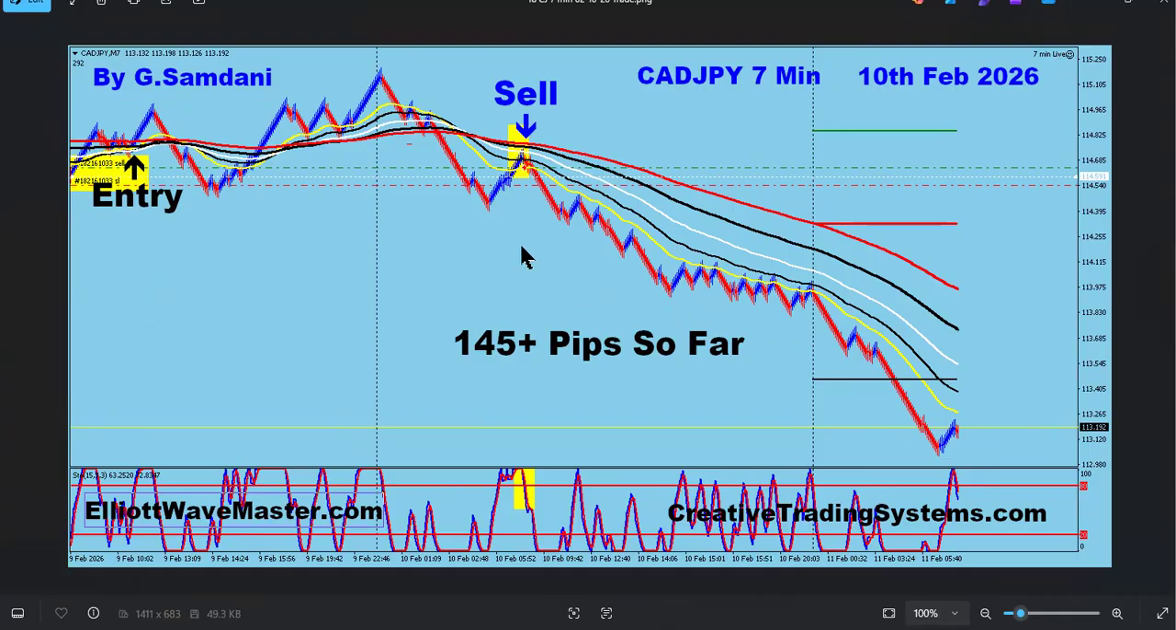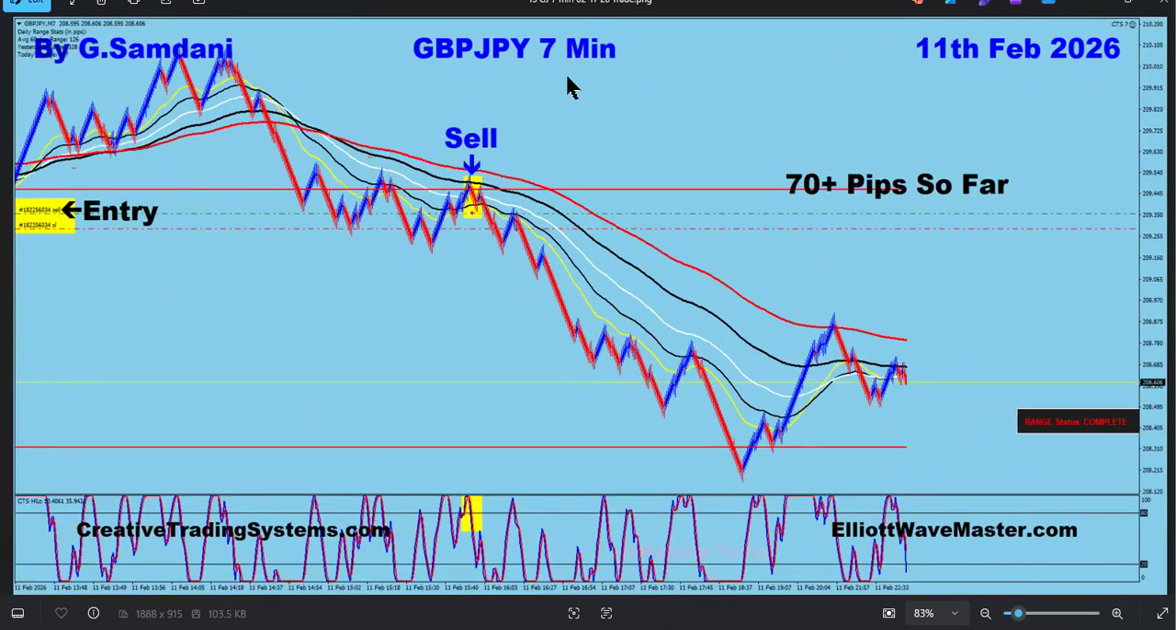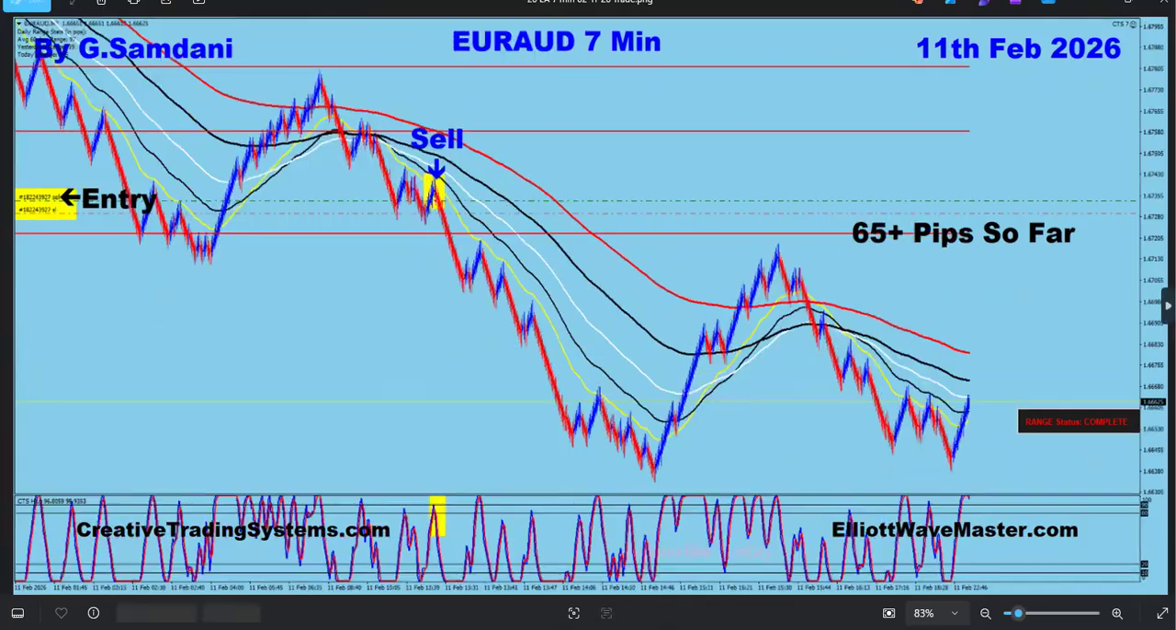And it is about to go up, by the way. All JPY pairs are gonna go up big time, so be ready. This one is on the 10th, 145 pip to the downside, CAD yen, and then pound yen again, 7 minute, beautiful entry, 70 pip here. And Euro Aussie also went down here from the 7 minute chart. Sell orders right there, 65 pip on the 11th.